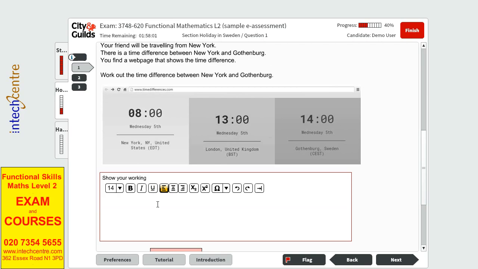So it's 8 a.m. in New York, and in Gothenburg it's 2 o'clock. Okay. If you do 14 hours minus 8 hours, you will get a time difference of 6 hours.